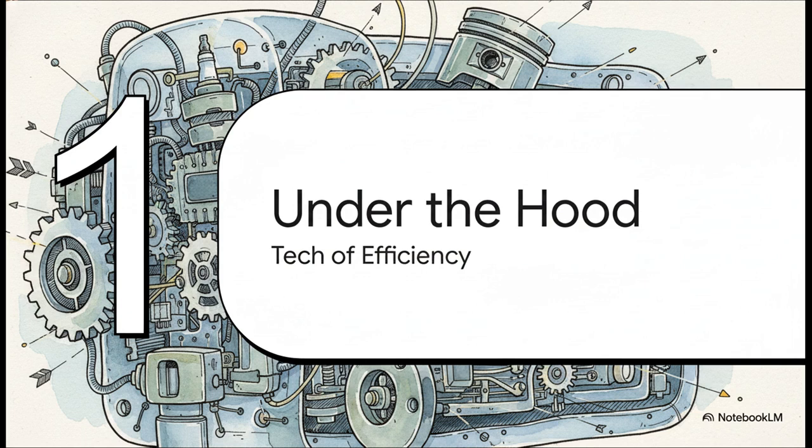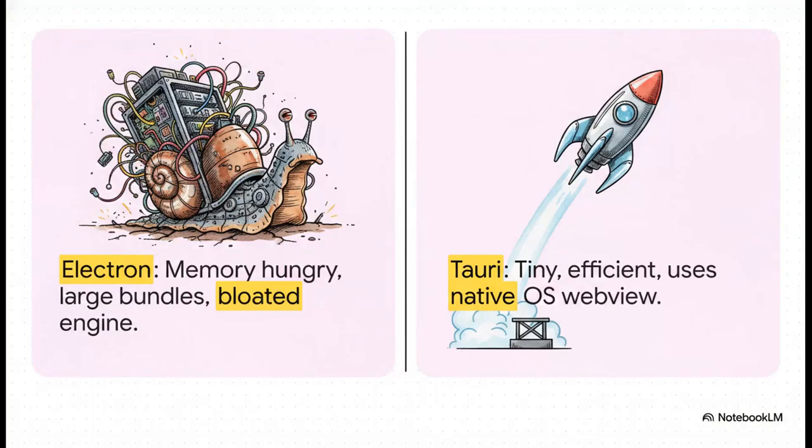Section 1. Under the Hood, the Technology of Efficiency. To really understand why JDU is so insanely snappy, we have to look at how most desktop apps are built today. Usually, they use a framework called Electron. The problem with Electron is that it essentially bundles an entire, super heavy Chromium web browser into every single app you download. That means huge file sizes, often well over 100 megabytes, and massive memory usage.